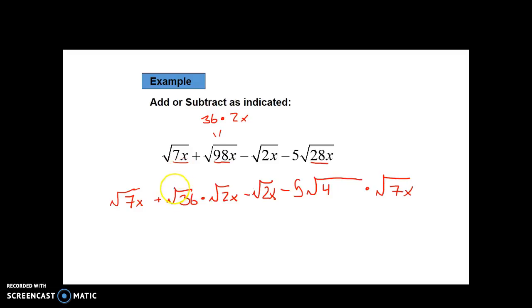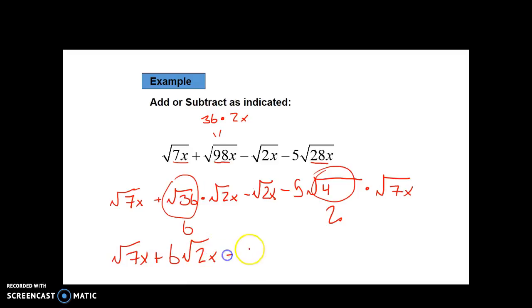Let's do what we can and factor out what we can. Square root of 36 is 6. So that's cool. Square root of 4 is 2. So 5 times negative 2, we'll evaluate that, and I'll write my next line. So we now have the square root of 7x, just rewriting this guy, okay, plus 6 root 2x minus root 2x minus 10, because 5 times 2 is 10, root 7x. Yay! This is a 1.